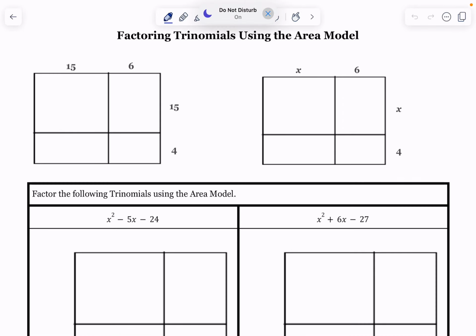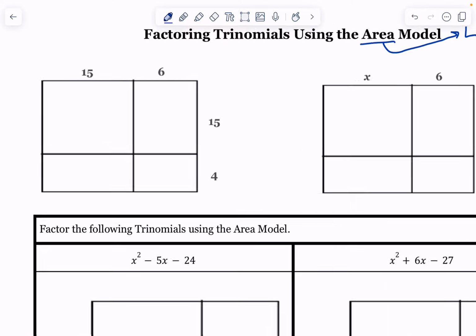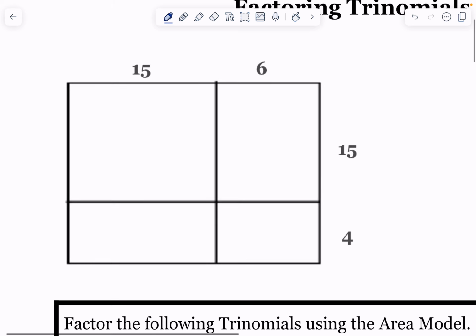All right, we are factoring using the area model, and so if you can remember, area is essentially length times width. So we're going to be using something really basic, really elementary, length times width, and apply that to factoring. So before we get into that, let's look at just a very basic example. We're going to take the area for each of these boxes.